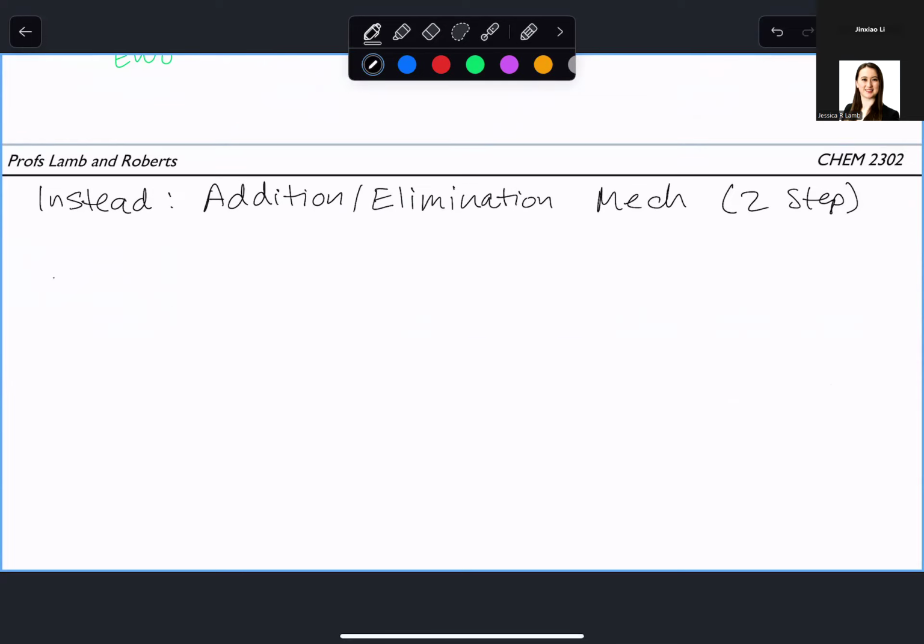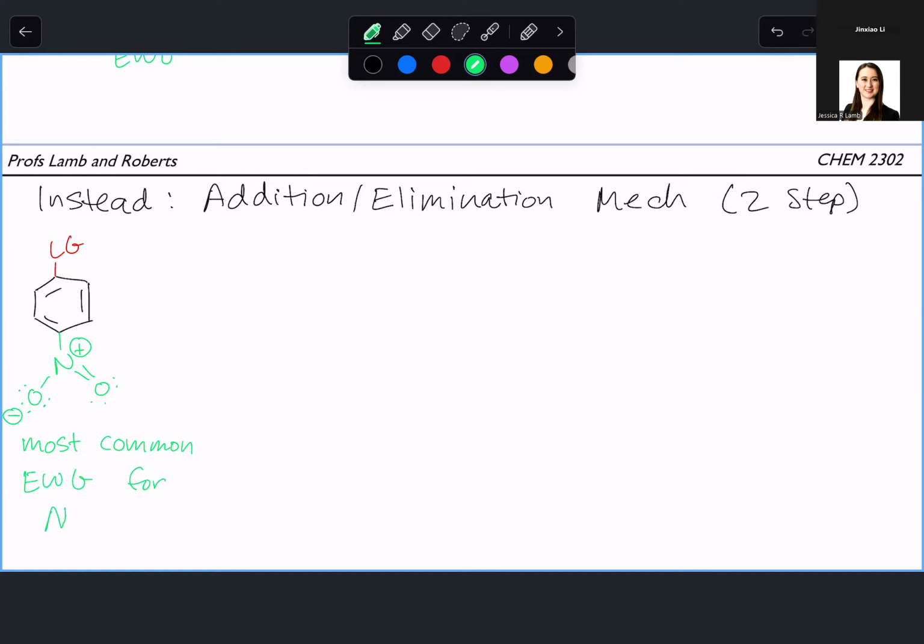So let's start with that same kind of generic leaving group. We'll talk about what that is in a second. And I'm going to draw it with a nitro group because the nitro group is by far the most common electron withdrawing group used for this reaction. Make sure that you feel comfortable drawing the nitro group out. It's kind of a weird one because even though it's overall neutral, there are actually charges. The oxygen that has 3 lone pairs is negatively charged. That nitrogen is positively charged. So this is the most common electron withdrawing group for NAS.